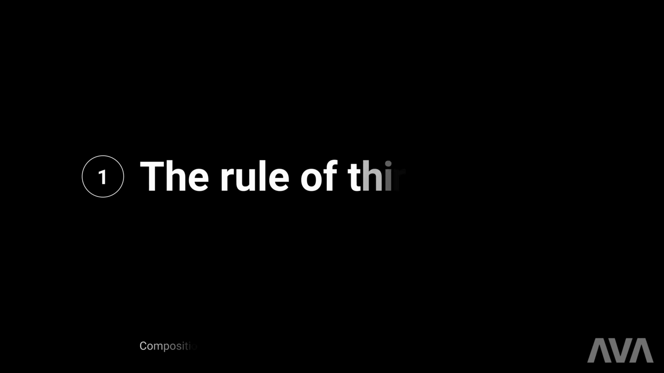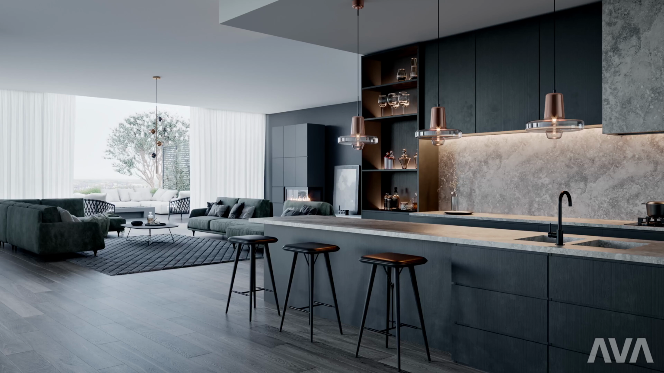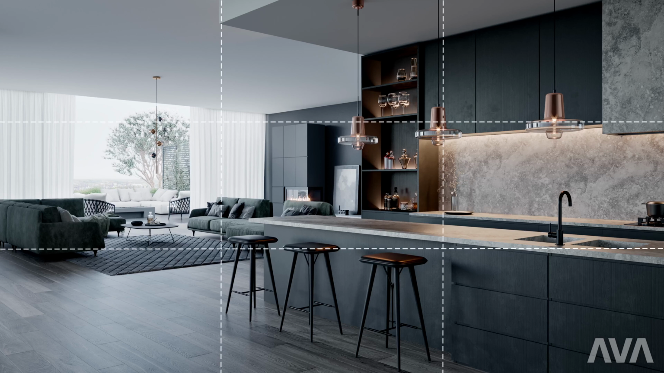The first one is the rule of thirds. It is the most famous composition rule of all, and at the same time, the easiest to apply. Now imagine breaking the image down into 9 equal pieces, 3 horizontally and 3 vertically. The idea is to put the points of interest in the intersections or along the lines.